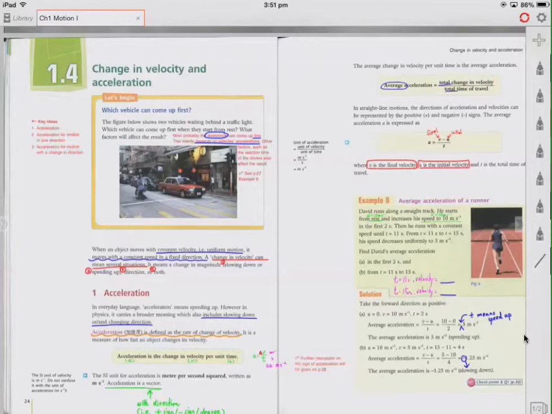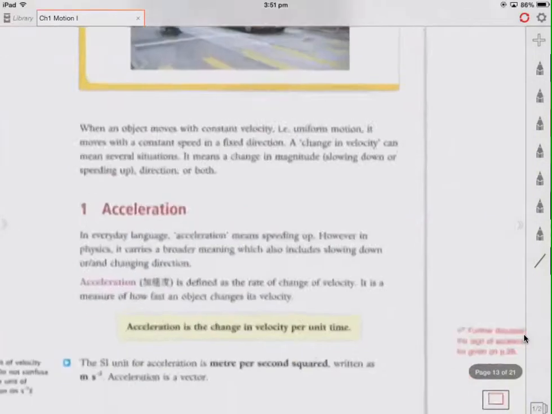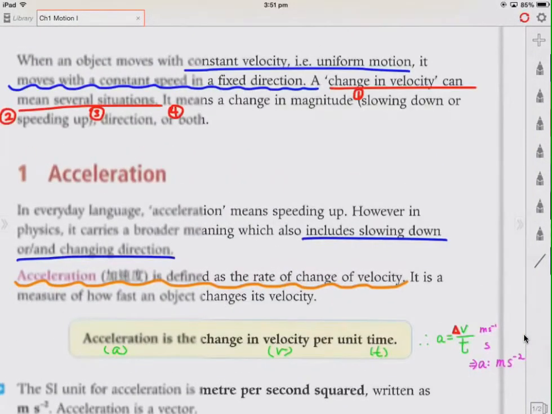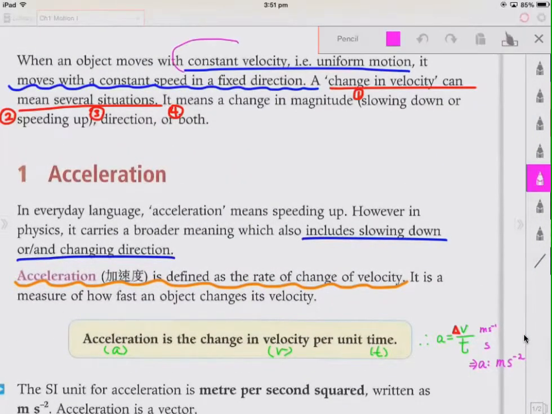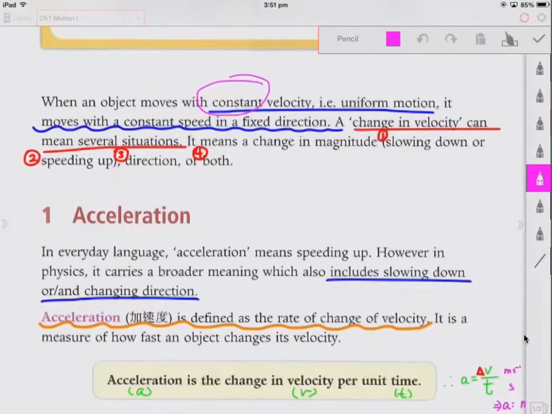And now acceleration is the change in velocity with time. Last time we learned constant velocity. Constant means it remains unchanged. Constant velocity, because velocity is a vector, means the magnitude and the direction remain unchanged. Therefore, constant velocity is constant speed in a fixed direction. Sometimes we will see uniform motion, which means constant.